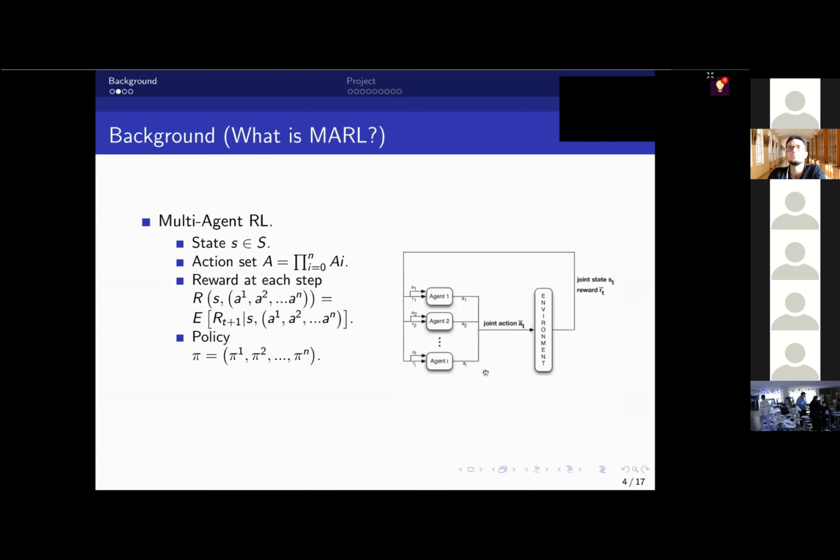And for multi-agent reinforcement learning, there are several agents in the environment, and each agent can make an action. So here our joint action interacts with the environment, and the agents can play against each other, or they can cooperate with each other. Both are possible, and here are some notations.